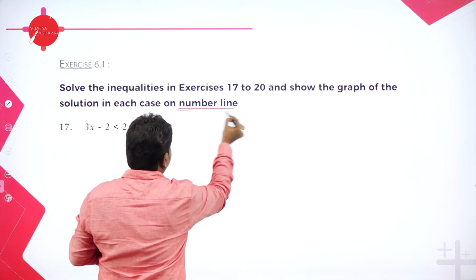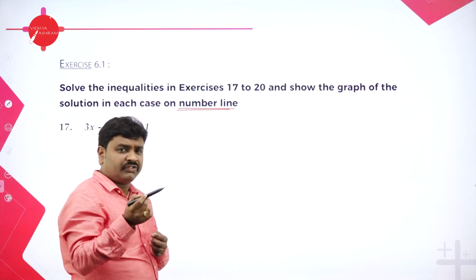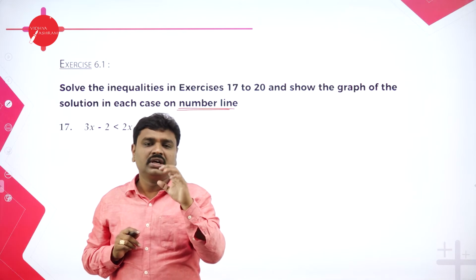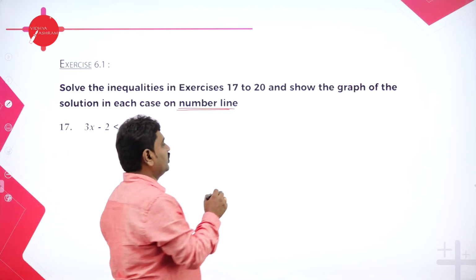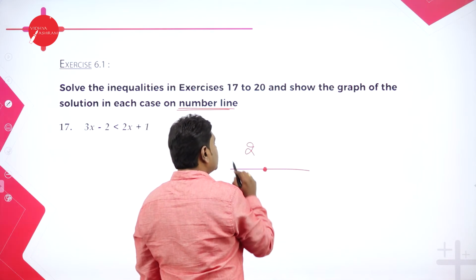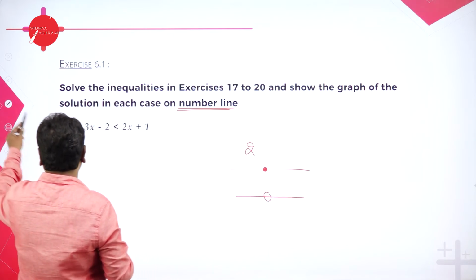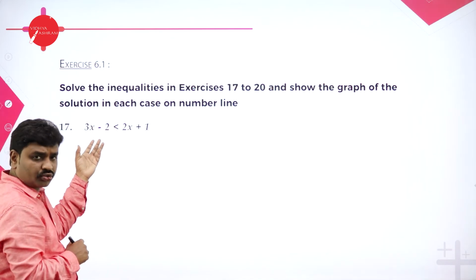I want you to write the answer on number line. See, on number line, if included we should put dark bubble, if excluded we should put air bubble. Suppose if 2 is included, at 2 I should write dark bubble. If 2 is not included, from 2 I should put like this. So we'll solve the problems and represent them on what? Number line. So as usual, you know how to solve it.